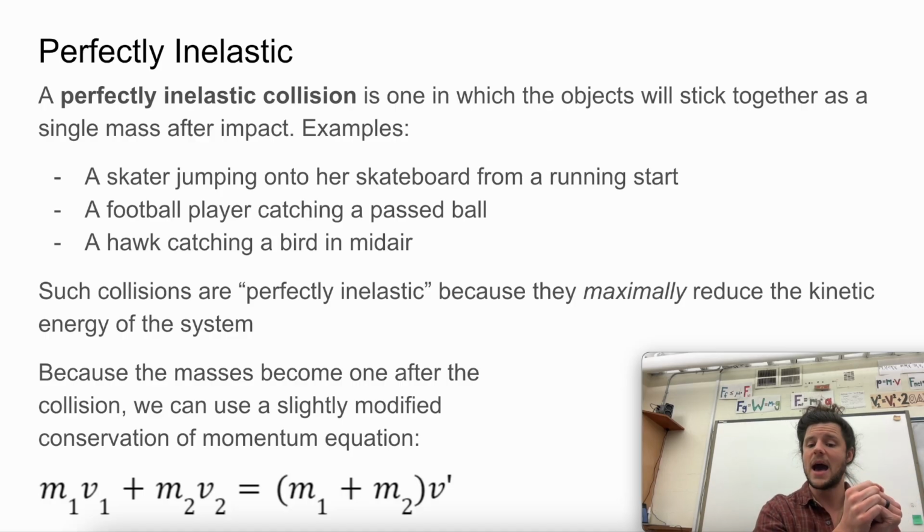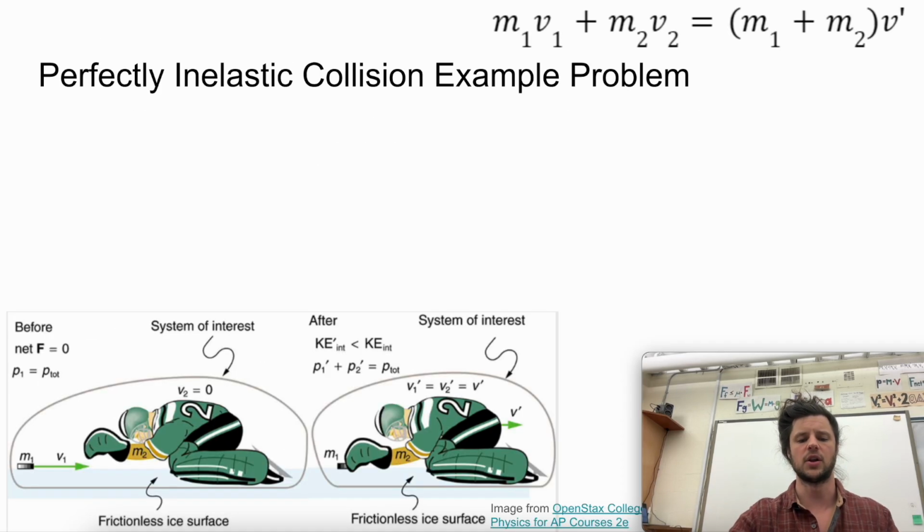So if we just add their masses together, they're going to have the same velocity because they're moving together. So in the second half of our equation for final momentum, we can just say the sum of their masses times their final velocity, because they have the same final velocity at the end. So m1v1 plus m2v2 equals (m1 plus m2) times the final velocity they're going to have as they move together after the collision.